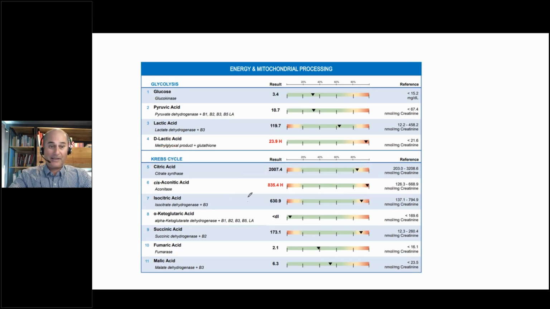And then what do you do to fix it? I have a slide on it. Remember, CoQ10, magnesium, B vitamins, free-form amino acids, carnitine, all that good stuff. Or if you want to keep it simple, just use combination products.